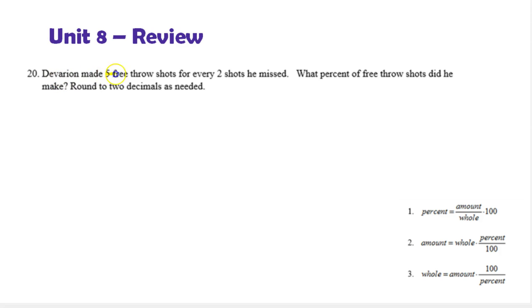Devarian made 5 free throw shots for every 2 shots he missed. Then we're asked to find what percent of free throw shots did he make. Round to 2 decimals as needed. So again, we're asked to find a percent. So we'll use this relationship, and notice it says percent of free throw shots. So this is our whole. After the word "of," this is our whole.